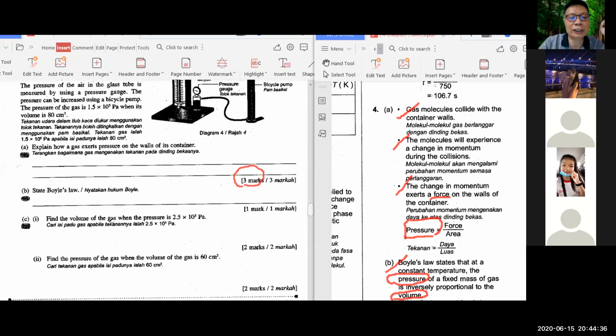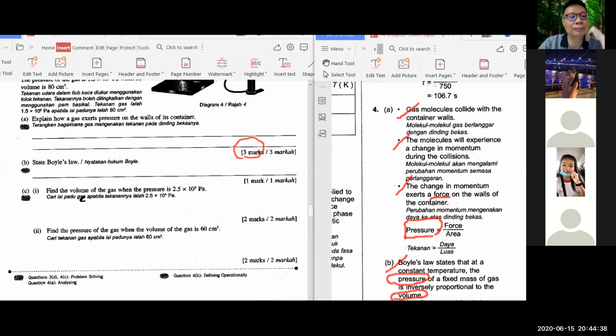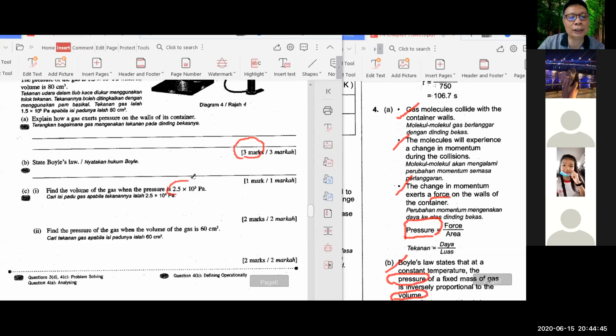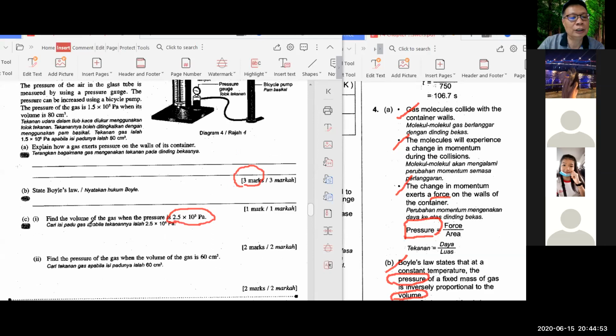Okay, next, section C. See the question. Find the volume of gas when pressure is 2.5 × 10⁵ Pascal. So this is P2. You are asked to find the new volume lah. So you have pressure 1 here, volume 1 here, you see or not? So this is P1, V1, this is P2, so you find V2, right?